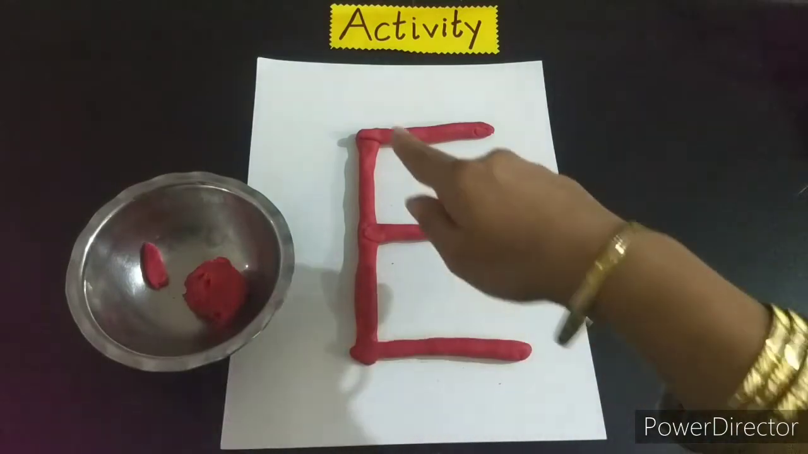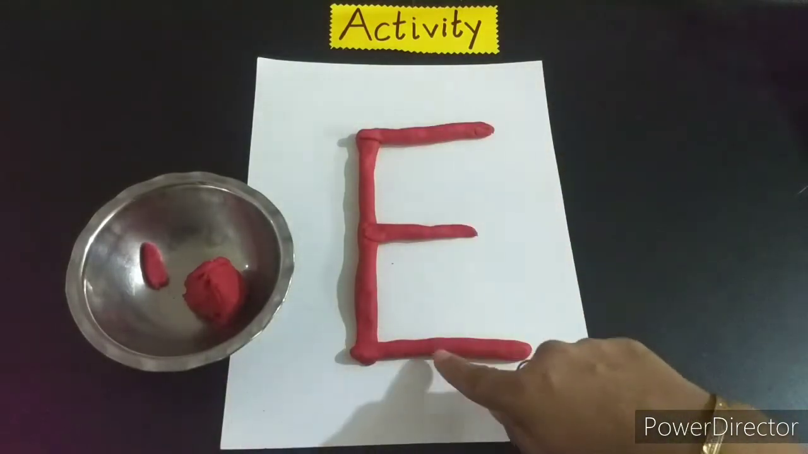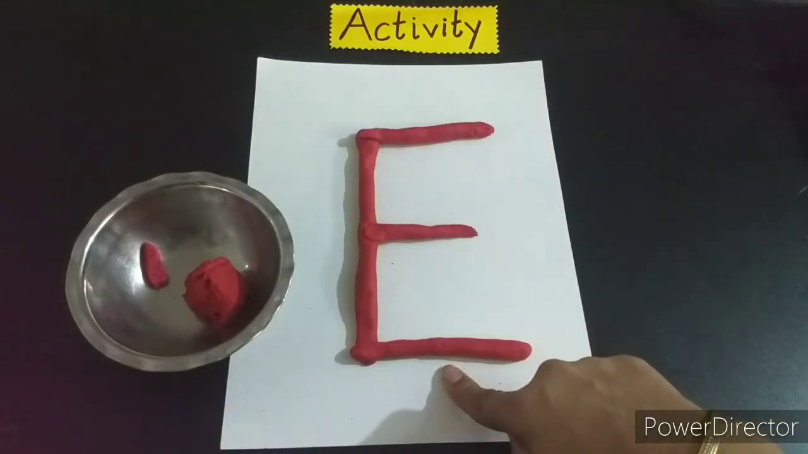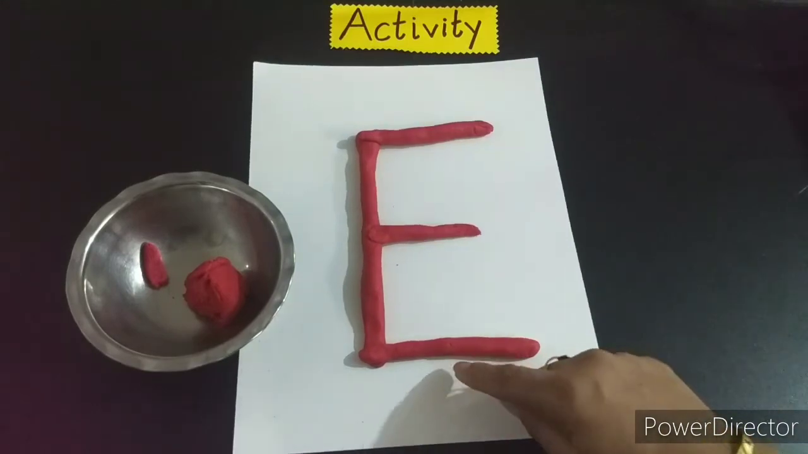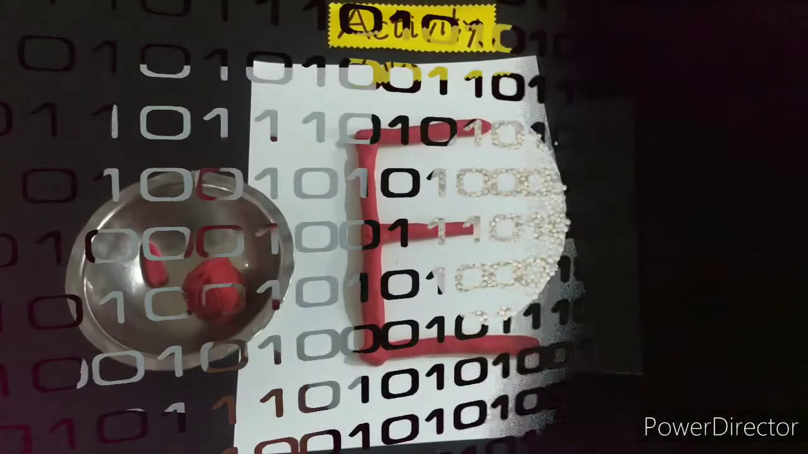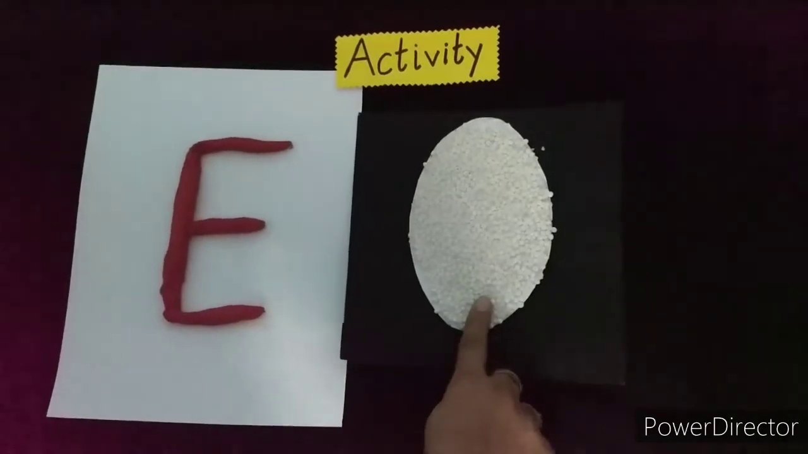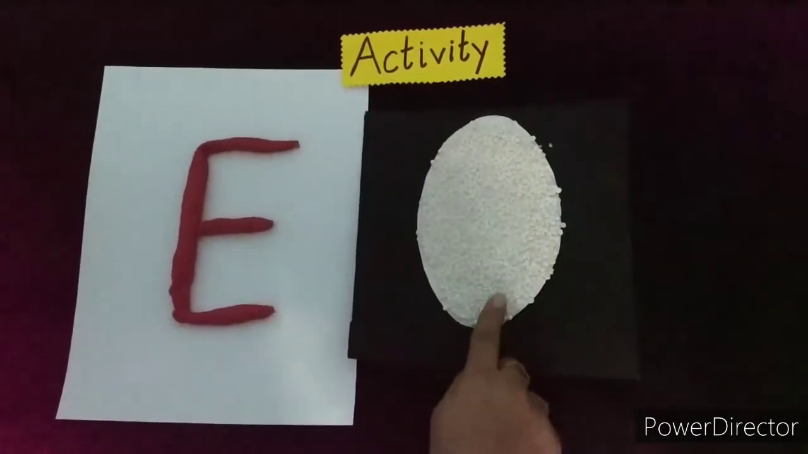See children, what did we make? We made alphabet E. E for egg.